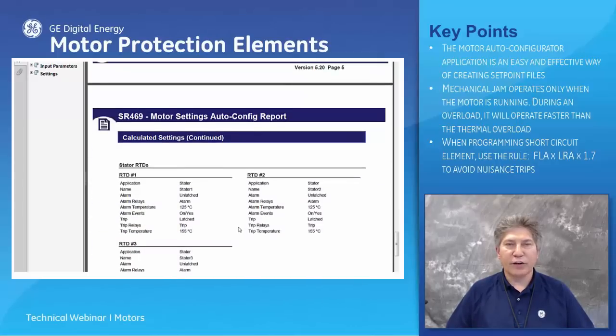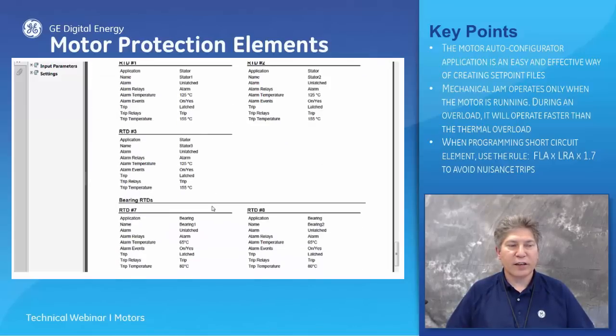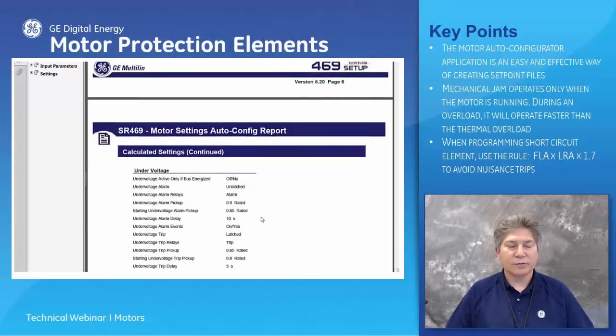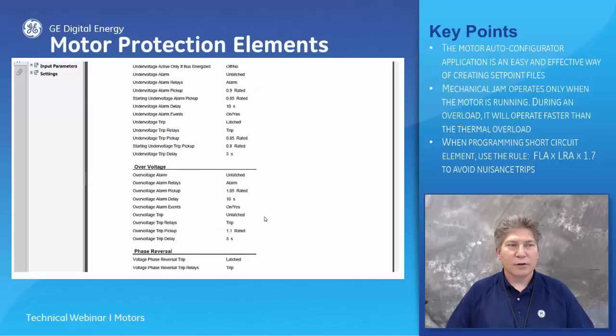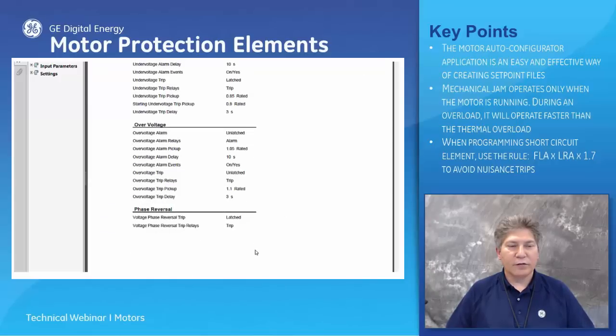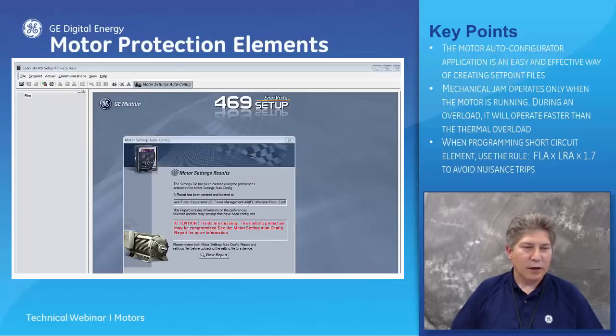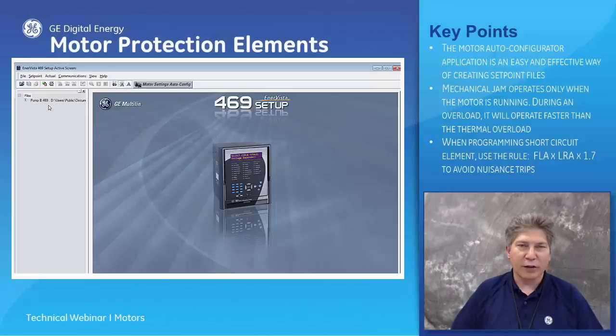On this page, we see the different configurations for the RTDs, for the alarm and the trip levels, for the stators, and then further down for the bearing RTDs. Undervoltage settings, overvoltage setting, and finally phase reversal. This concludes the protection elements portion of the motor webinar. Once you finish reviewing this, you can now close this file and it'll bring you back to this main screen. You select finish, and now the settings file has been dropped into the offline window.